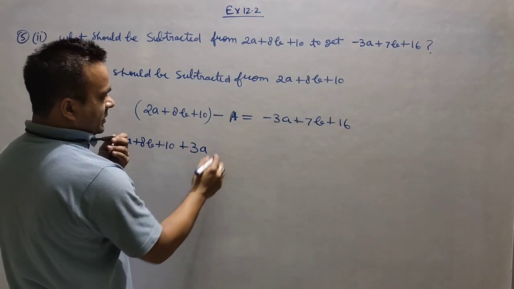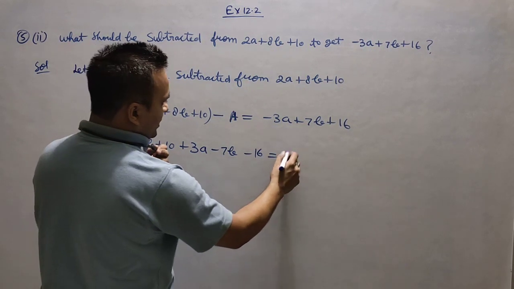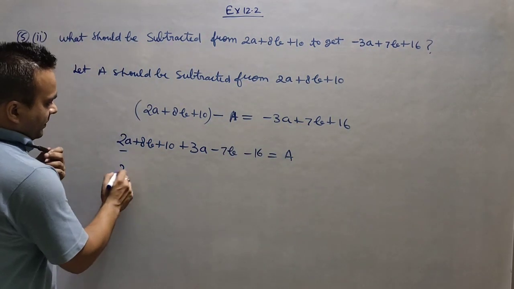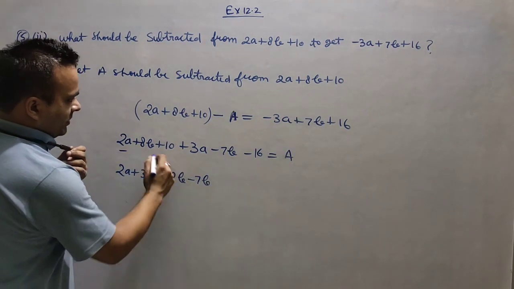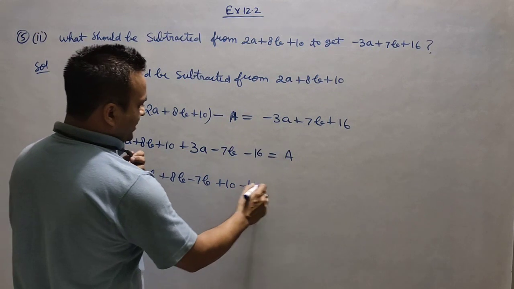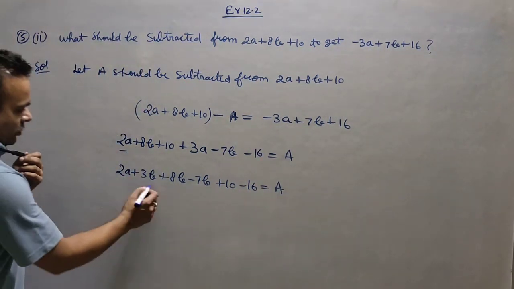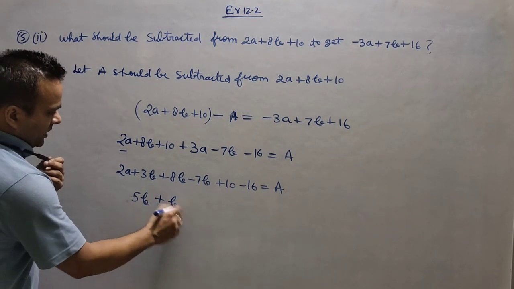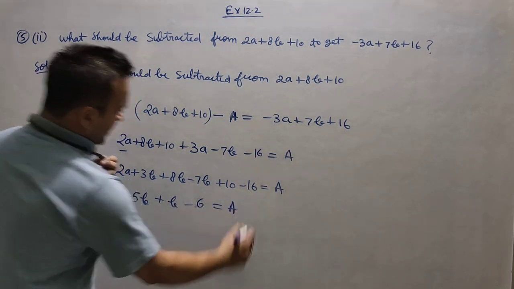So it will be plus 3a minus 7b, and it is minus 16, and this completes here. So 2a plus 3b like terms, 8b minus 7b one like term, and 10 minus 16, you can see this is the same process. Okay, now it is 5b and it is b and it is minus 6 if I am not wrong, and a.